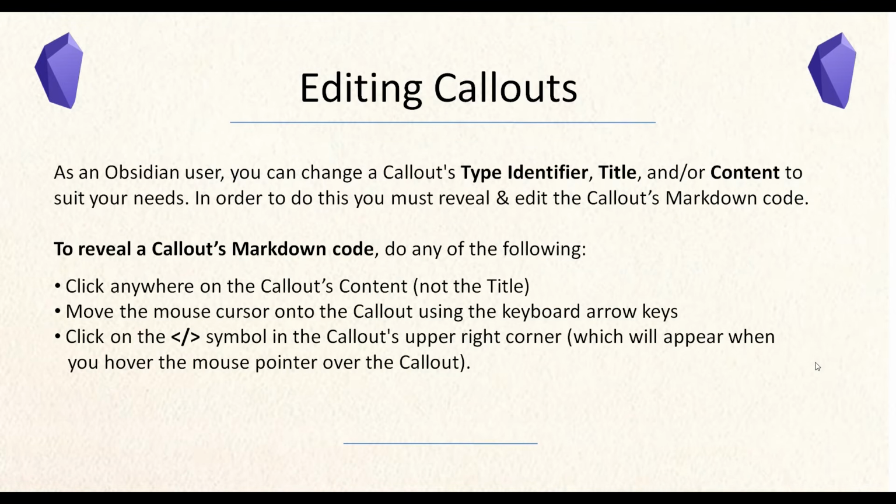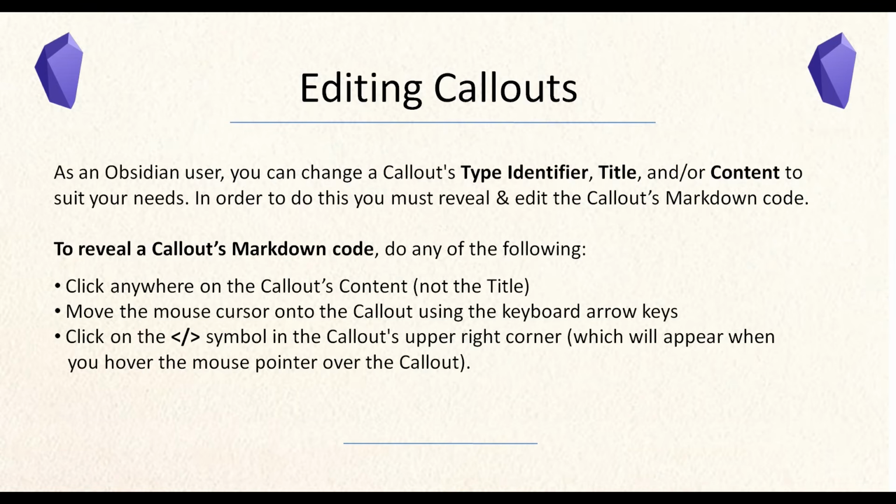Okay, how do we edit callouts? As mentioned previously, you can change a callout's type identifier, title, and/or content to suit your needs. In order to make such changes, you must edit the callout's markdown syntax. If the callout is in its rendered state, you will have to reveal the callout's markdown code in order to make the needed changes. You can reveal a callout's markdown coding by doing any one of the following.